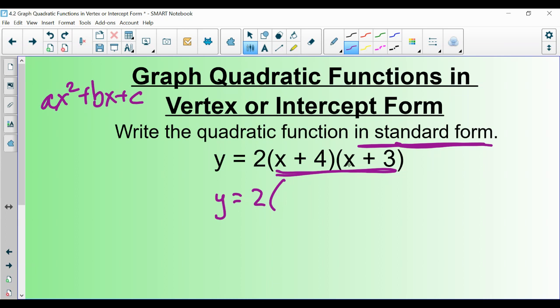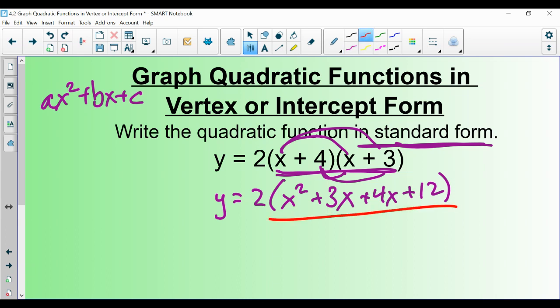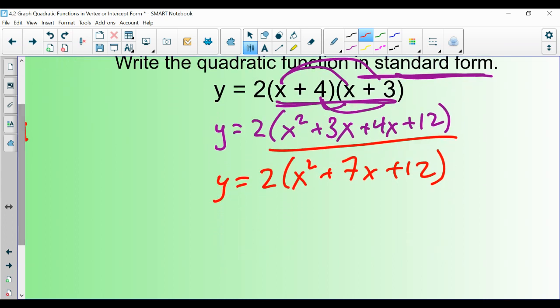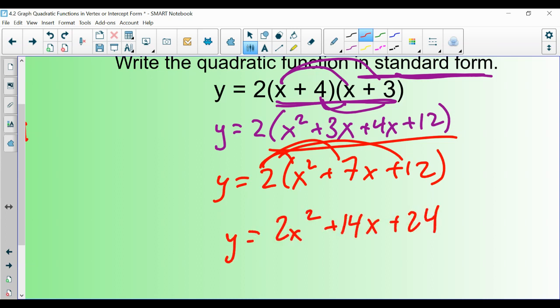So this 2 will just stay out in front, and I'm going to multiply these things. X times x is x squared. X times 3 is a positive 3x. Then you would do inside 4 times x, that's positive 4x. And then last times last, that's plus 12. Go ahead and combine your like terms. This is going to be y is equal to 2 x squared plus 7x plus 12. And your last step, you're almost done here. You're just going to distribute the 2 to everything. So it'd be y equals 2x squared plus 14x plus 24.